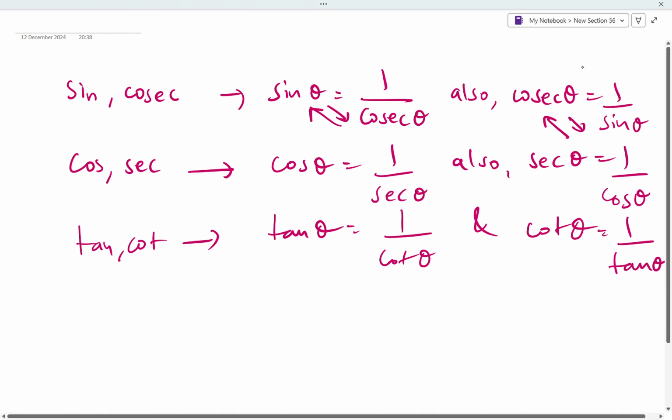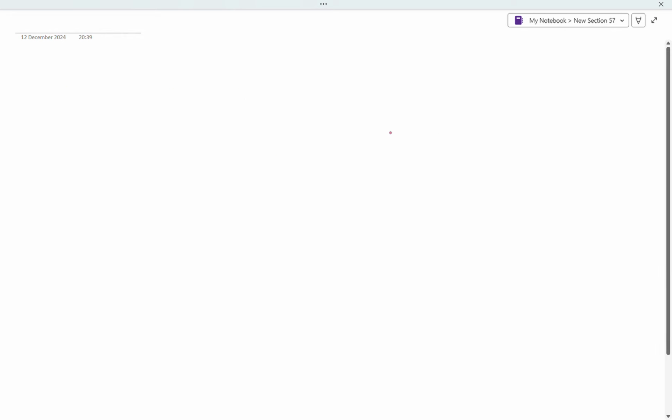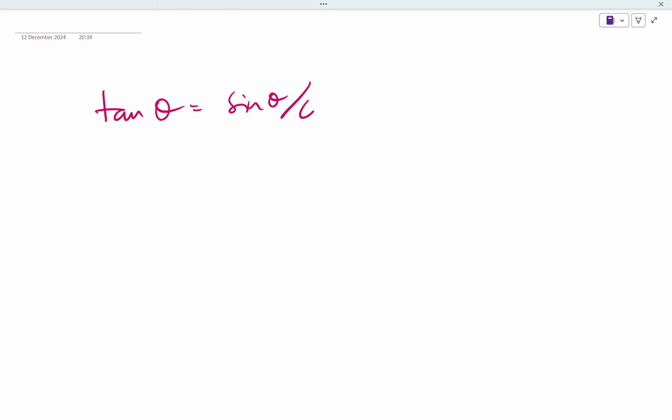Getting on to the next concept, tan theta can also be represented as sine theta by cos theta. Similarly, for cot theta, since I mentioned that tan and cot are inverse of each other, and we have established that tan theta is sine theta by cos theta, cot theta is what? Just the opposite of this. So it becomes cos theta by sine theta.